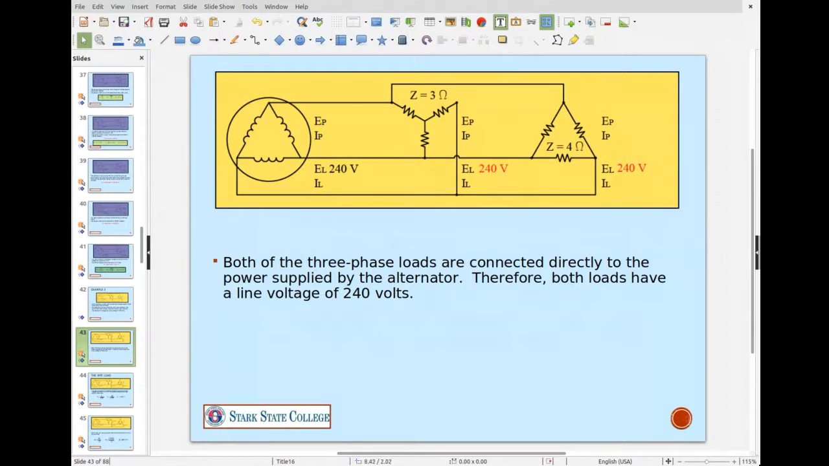All right, so here's an example of a delta power supply or generator. So over here on this side, we've got this three-phase power generator piece over here. And then it's connected in parallel to a Y connected load.